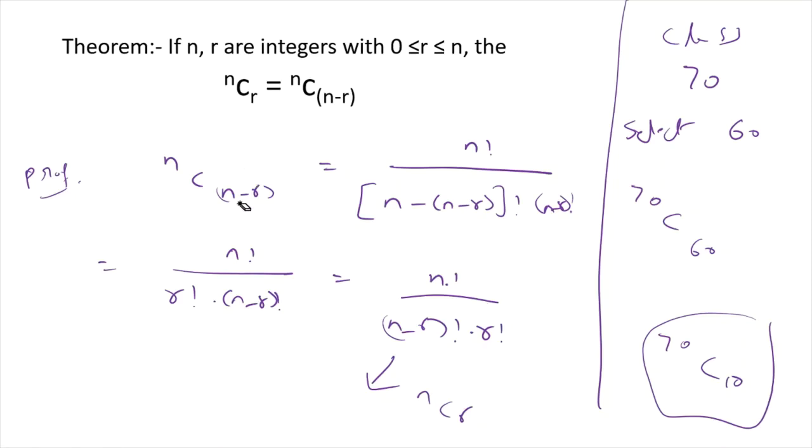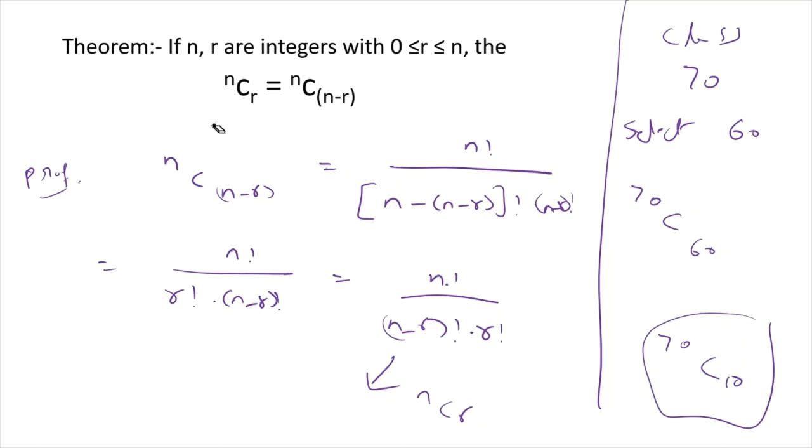You should not remember the proof like this; you have to remember the proof in this way. The number of ways of selecting 60 people is the same as the number of ways of removing 10 people, or the number of ways of selecting R people is the same as the number of ways of removing n minus R people. In order to remove n minus R people, we first have to select n minus R people.